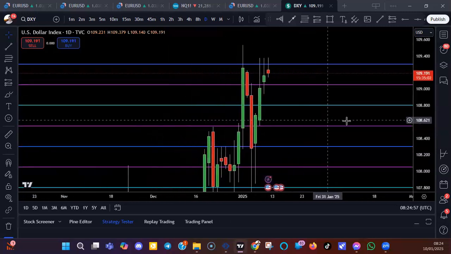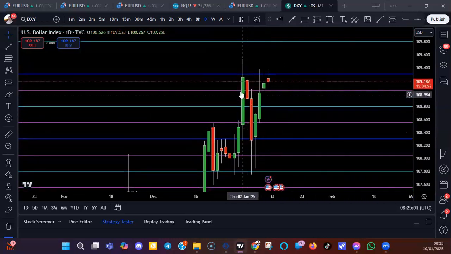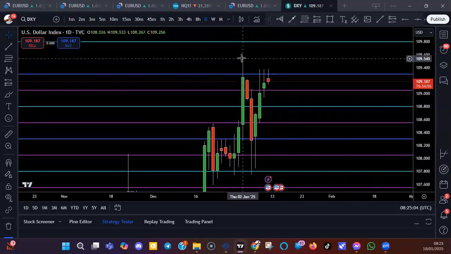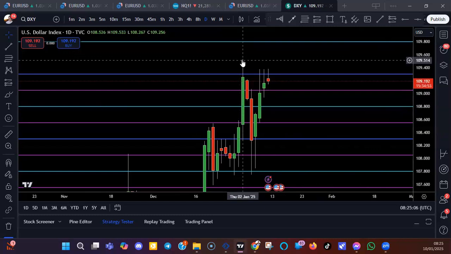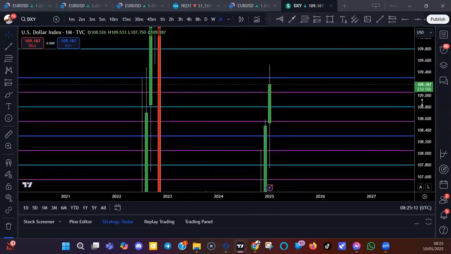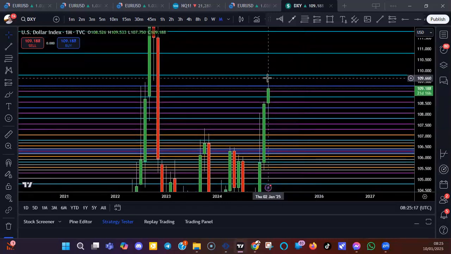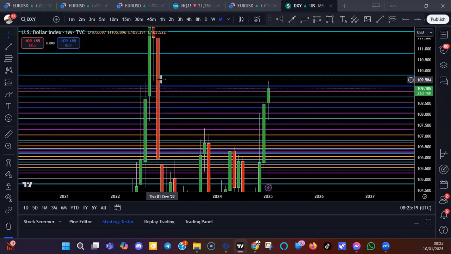And this determines what happens with the EUR/USD. There indeed is the highest price it's been. Well, we'll put it on the monthly actually. This is the monthly time frame, and as you can see, we are at the highest it's been since November 22.